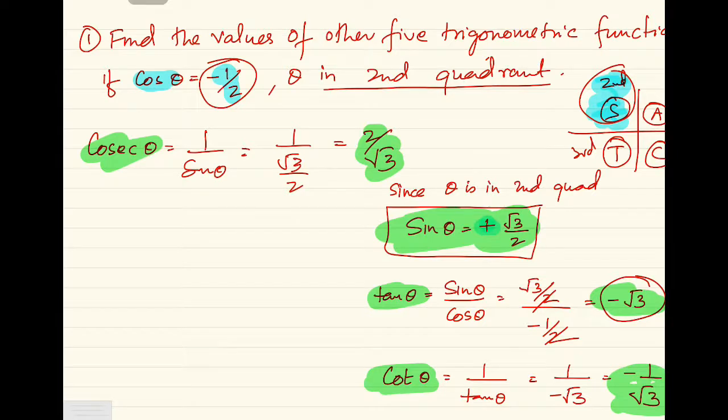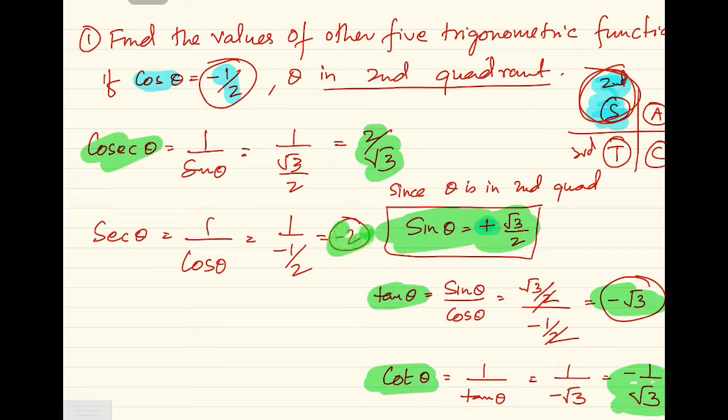And cosec is positive in the second quadrant. You know it, because in the second quadrant sine and cosec are positive. Yes. And finally sec theta. Sec theta will be 1 by cos theta, and that will be 1 by minus half, and the answer is minus 2. So here I have the last answer.